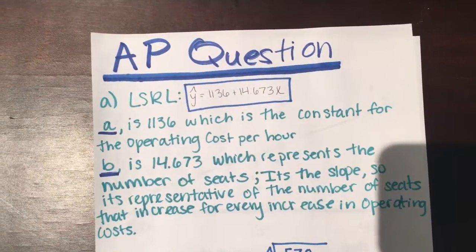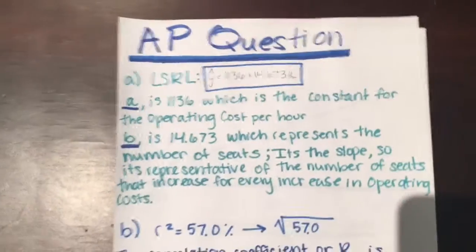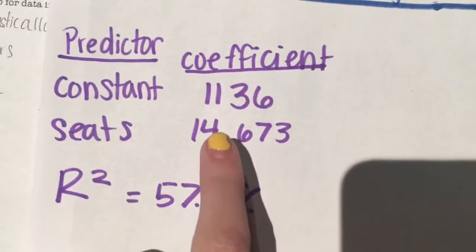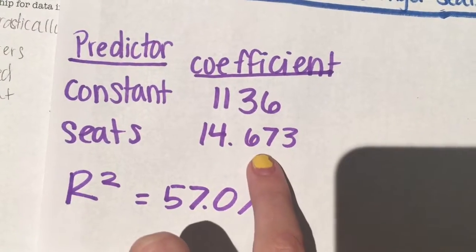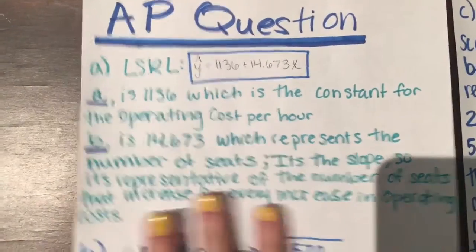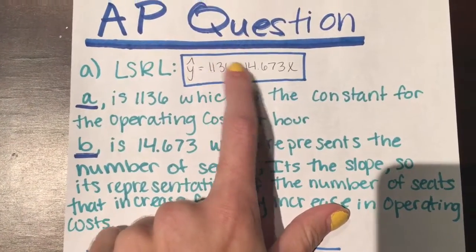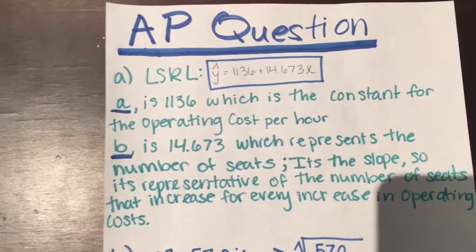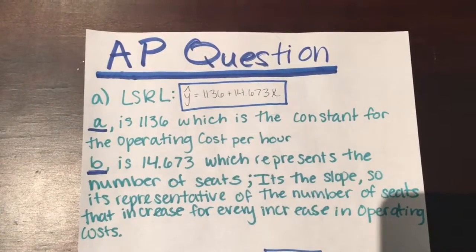Part A asks, what is the equation of the least squares regression line that describes the relationship between operating cost per hour and number of passenger seats in the plane? Define any variables used in this equation. They give us these two coefficients, and this would be A and this would be B. So my least squares regression line turned out to be y hat equals 1,136 plus 14.673x.